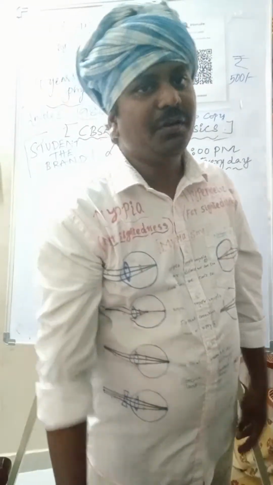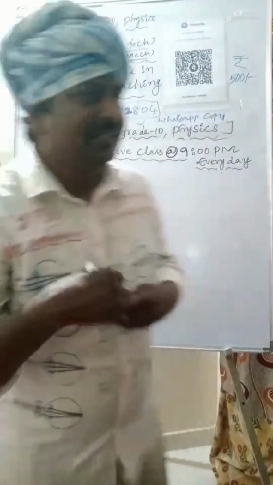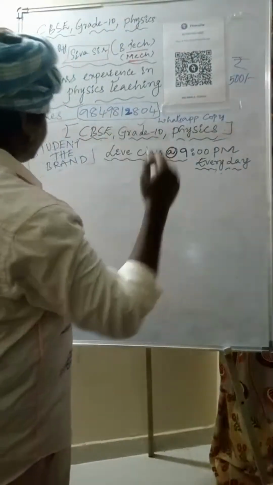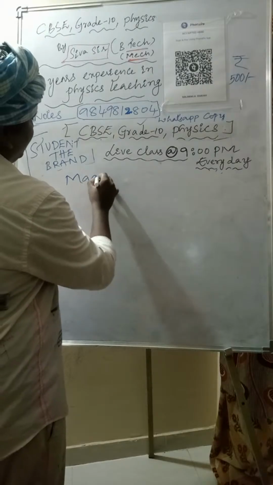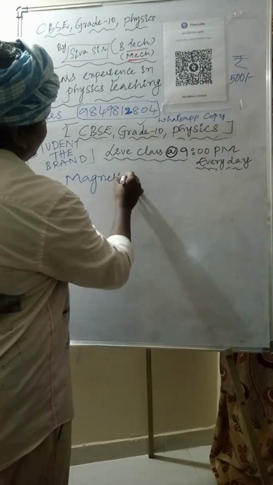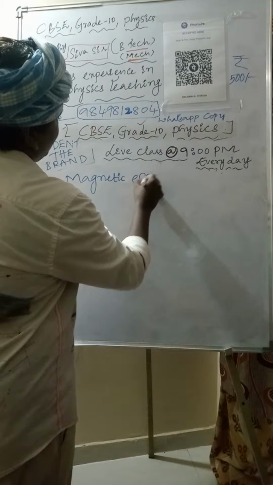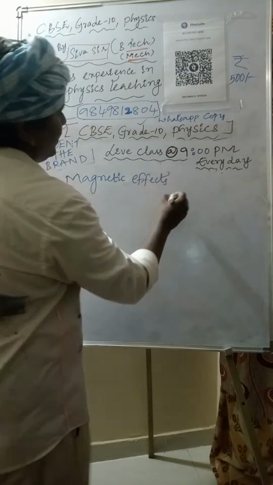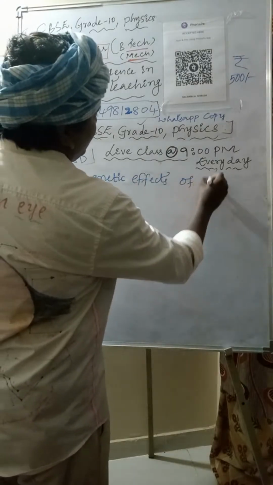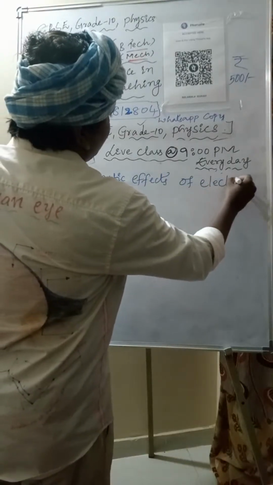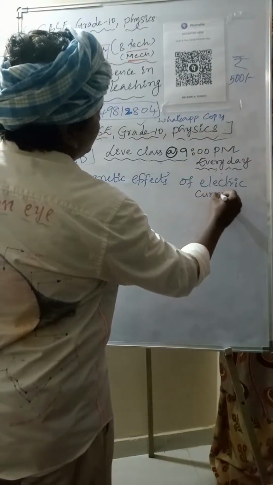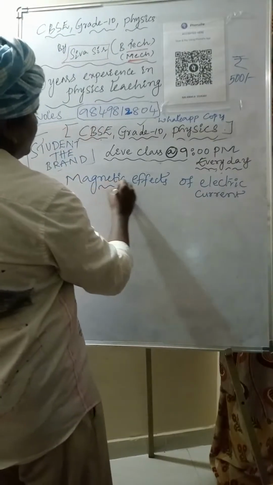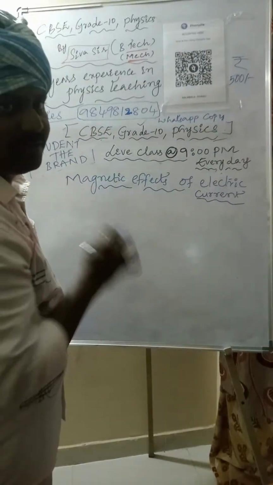So I'm going to the explanation part, you can check now. I'm taking here magnetic effects of electric current. We are going to discuss about this topic.